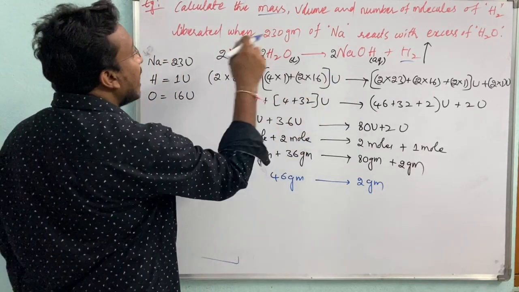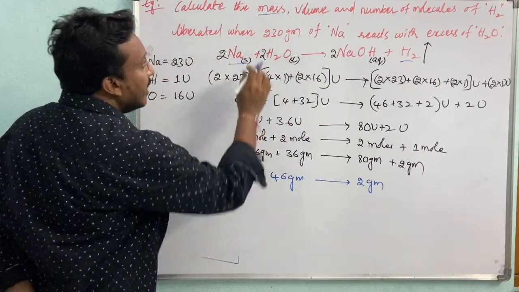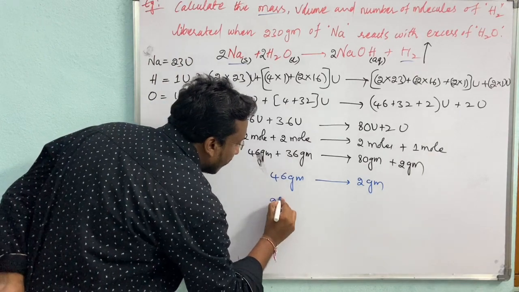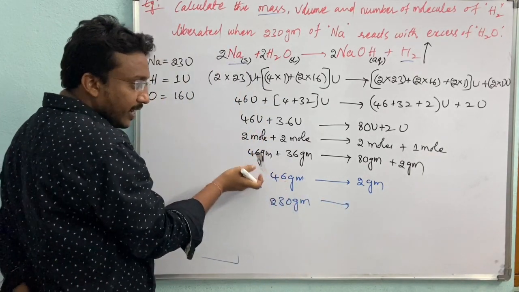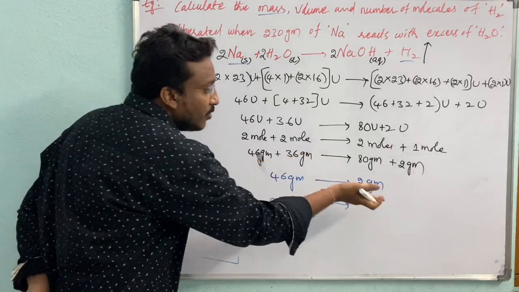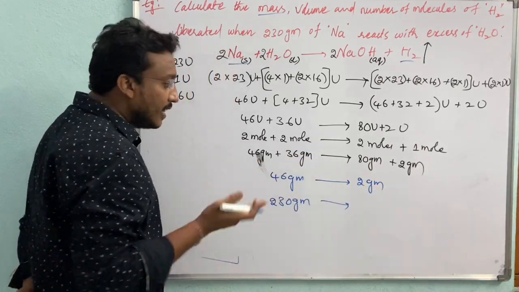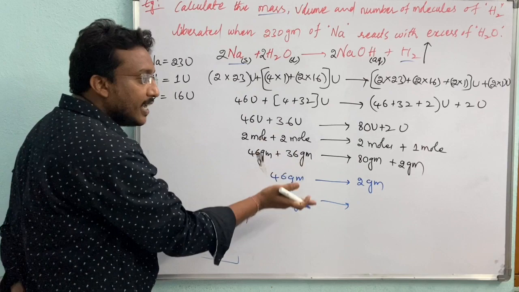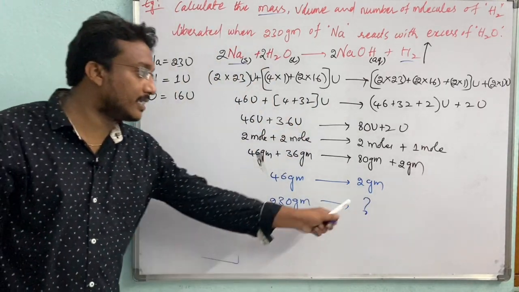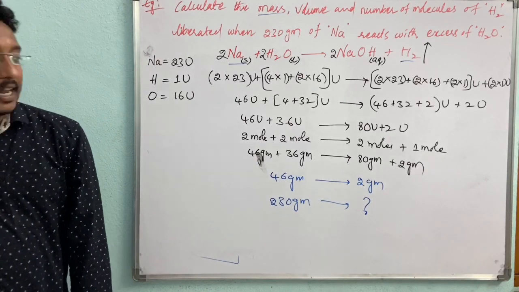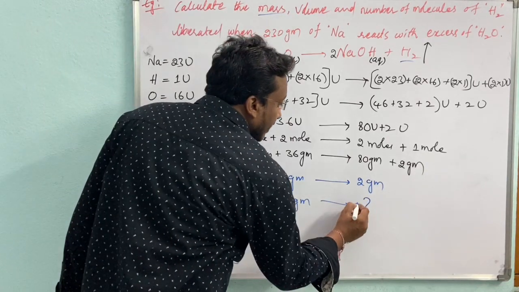Then in a question he asks, if I used 230 grams of sodium, if for 46 grams we are getting 2 grams of hydrogen gas, then if I use 230 grams, how much hydrogen gas can be liberated? Let's take it as x.